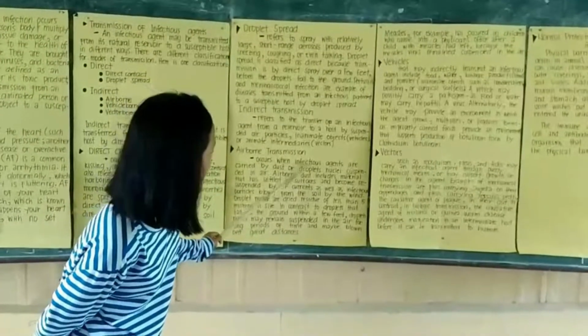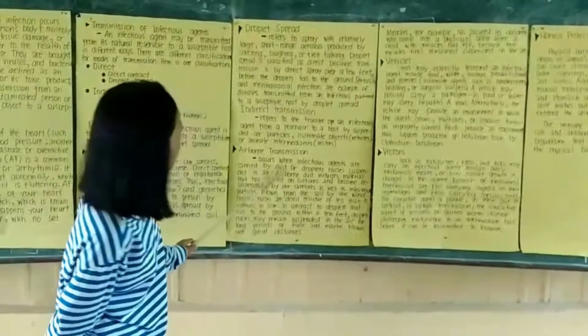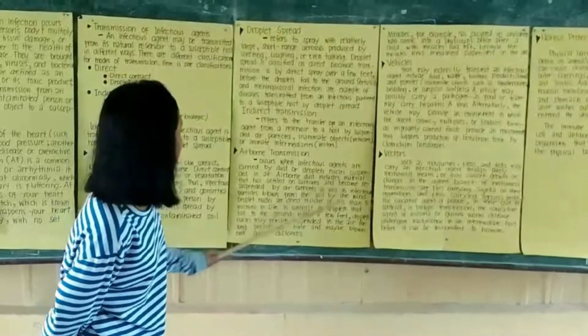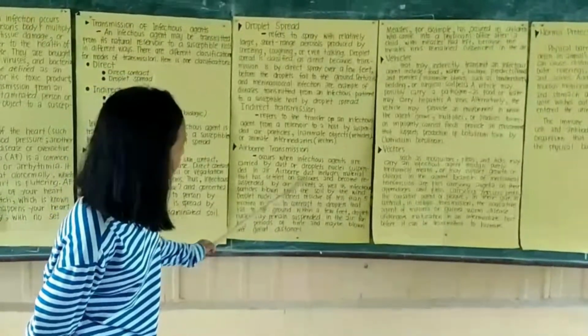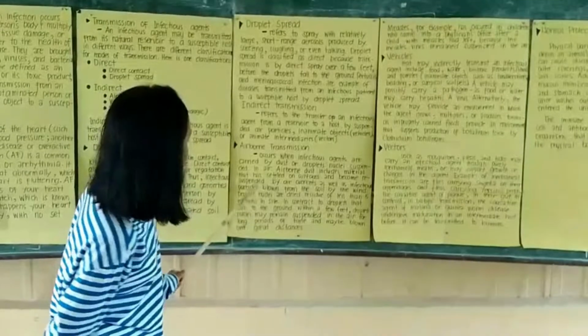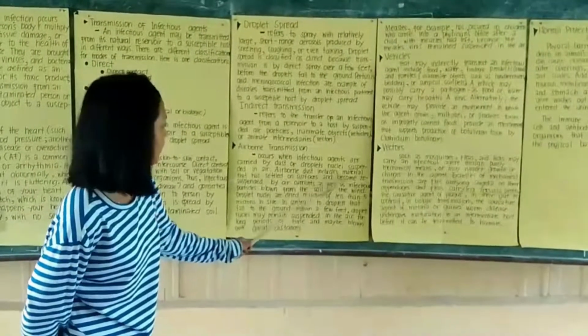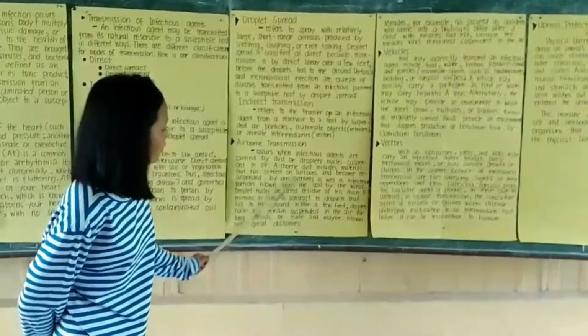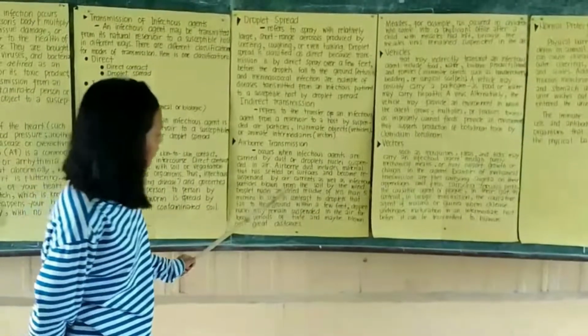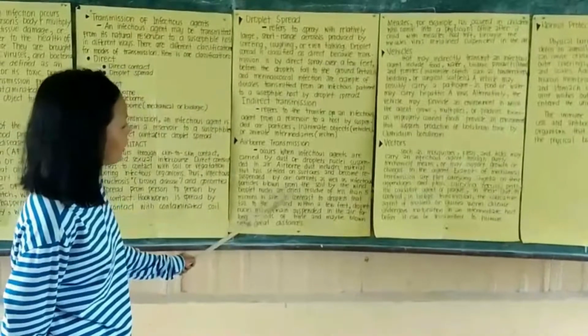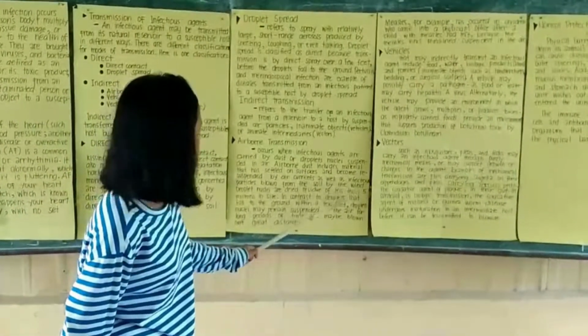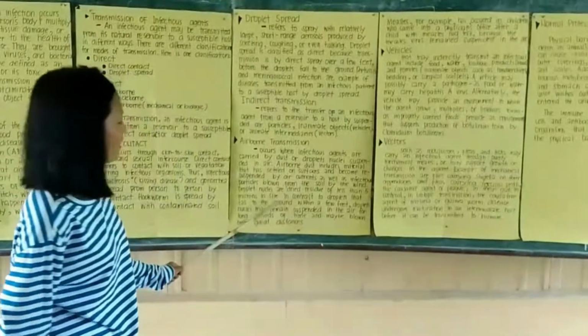Airborne transmission occurs when infectious agents are carried by dust or droplet nuclei suspended in air. Airborne dust includes material that has settled on surfaces and become suspended by air currents, as well as infectious particles blown from the soil by the wind. Droplet nuclei are dried residue of less than 5 microns in size.